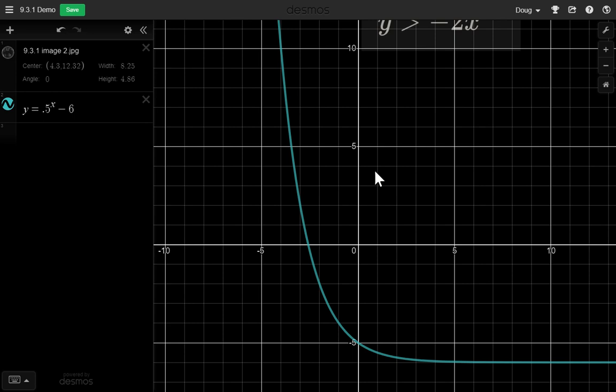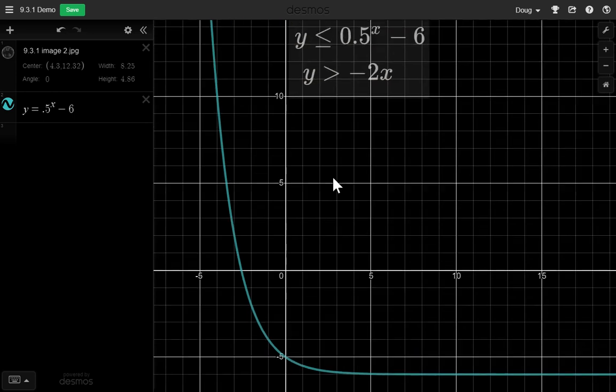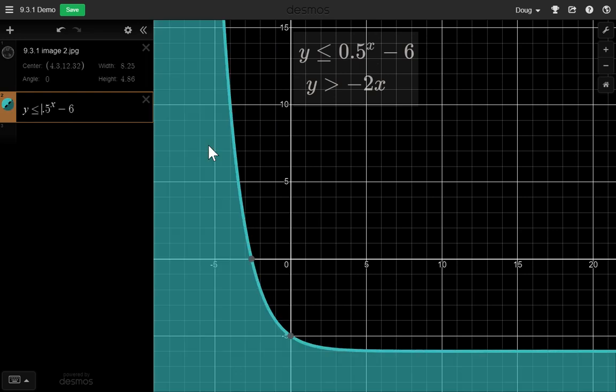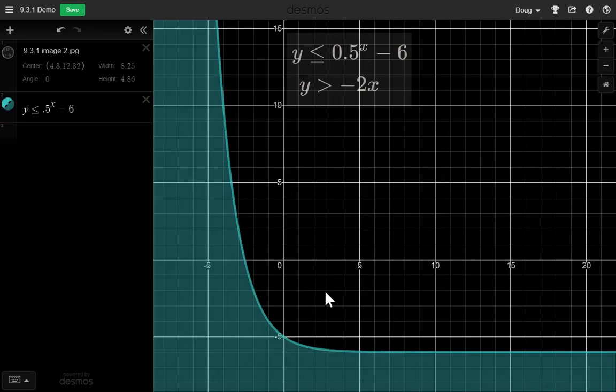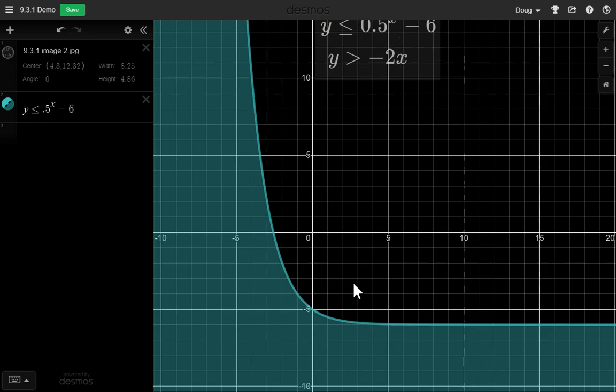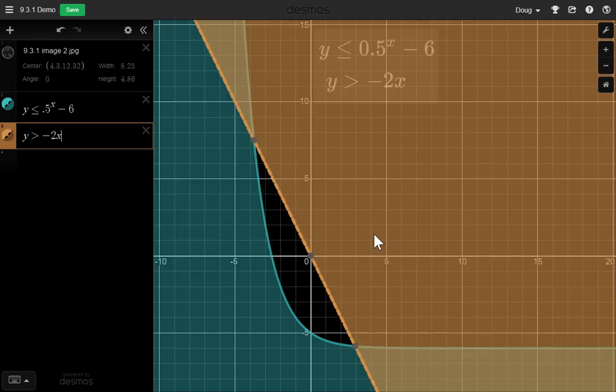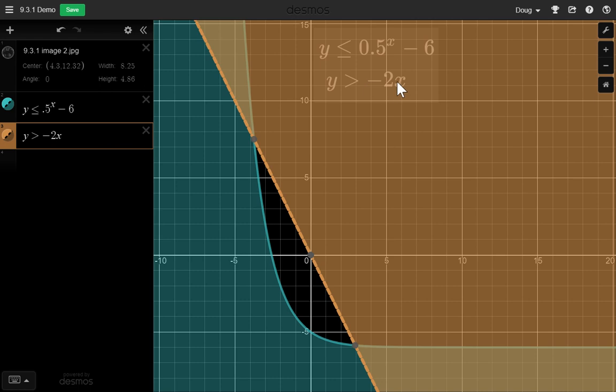Now, of course, we don't have the equation here. We've got an inequality, so I need to switch this out. Instead of y's being equal to, I'm looking for y's that are less than or equal to. So now I've got this boundary, which is different than a linear boundary. The other one is linear. It is y values are greater than negative 2x, and you can see the y-intercept is at 0, and I've got a slope of down 2 units over 1.